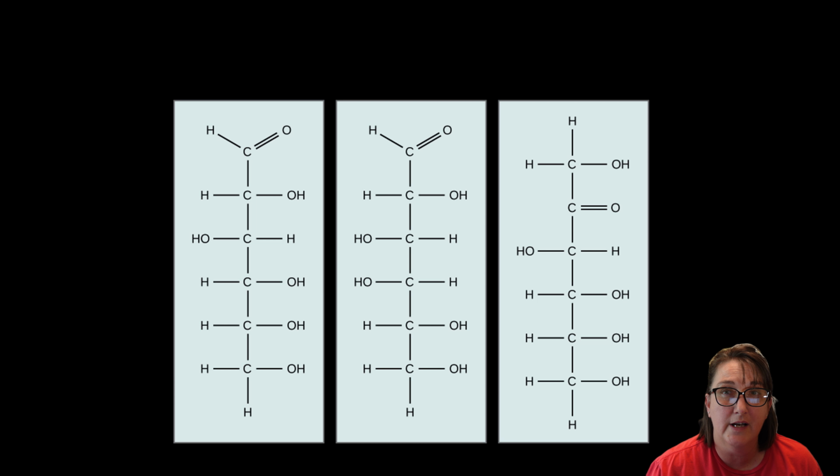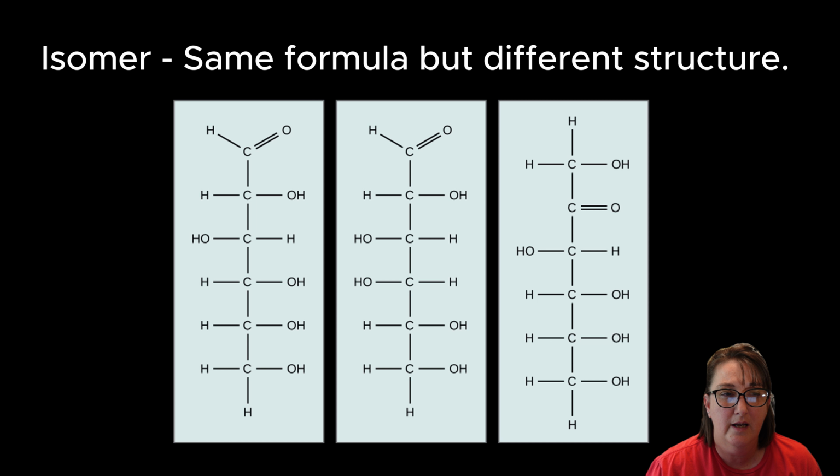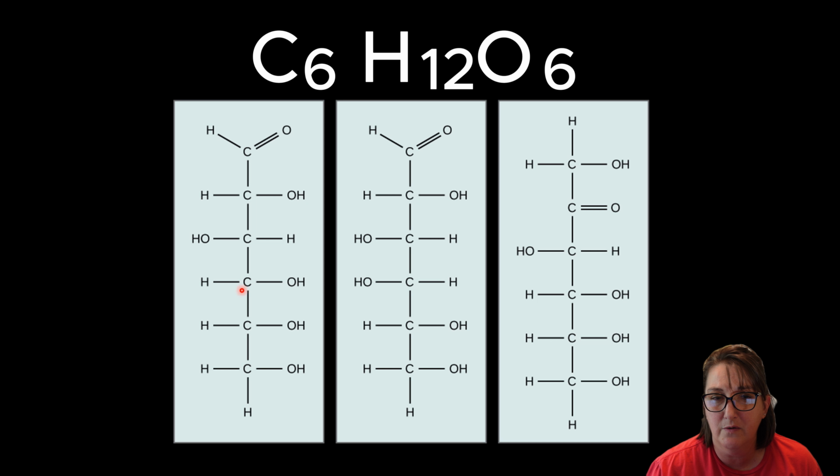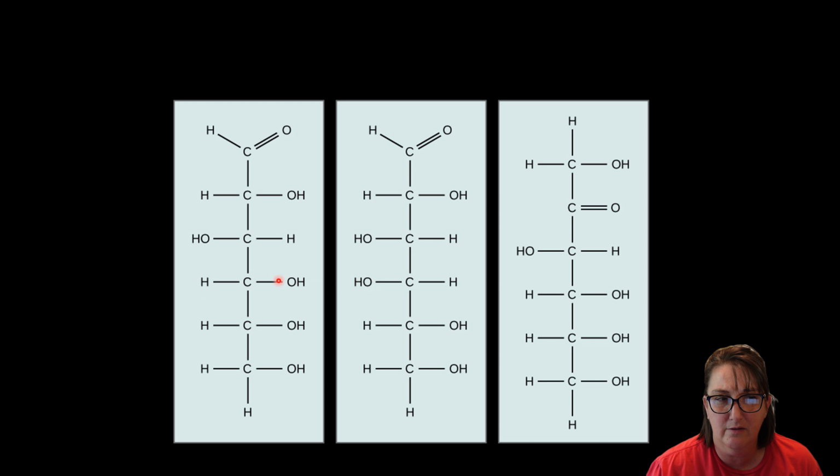I can have what's called an isomer of a carbohydrate. Each of these is glucose, C6H12O6, but you can see my structure is a little different. I have an H here, OH here, a double bond oxygen here, and double bond oxygens here. So these change. One is glucose, one is fructose, one is galactose. They're all the same type of sugar, but they all have a different function.